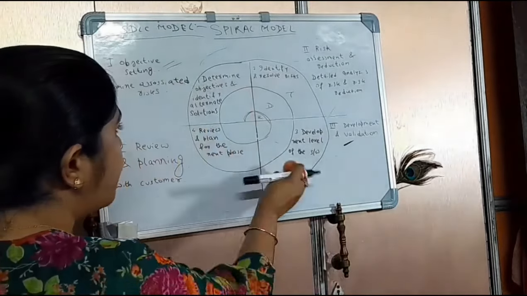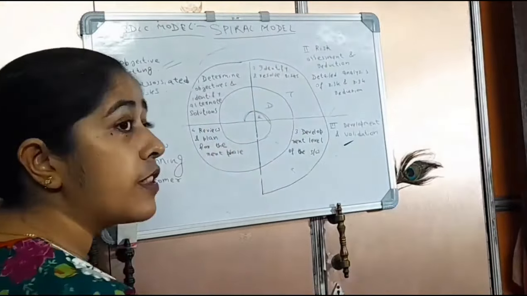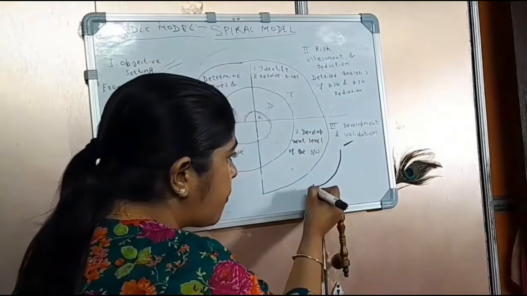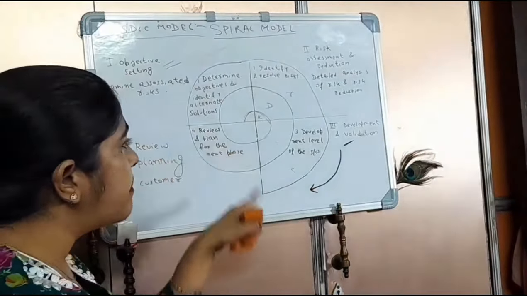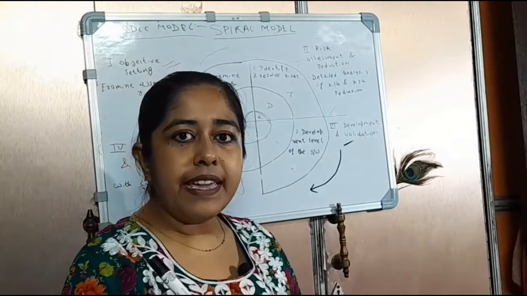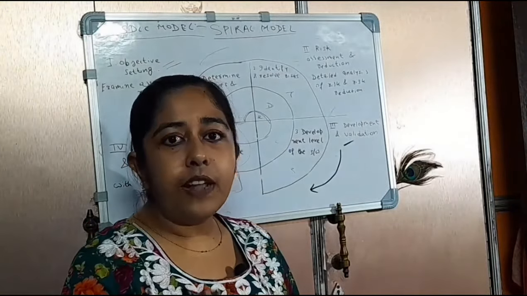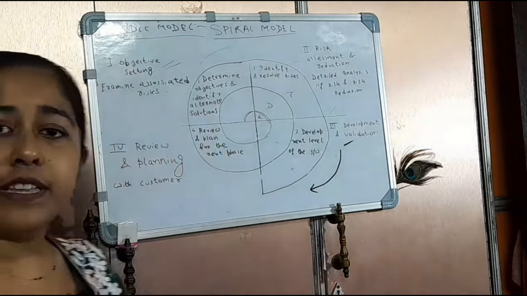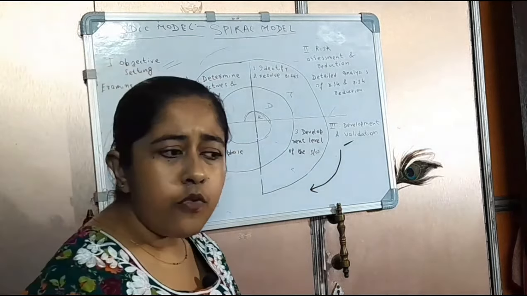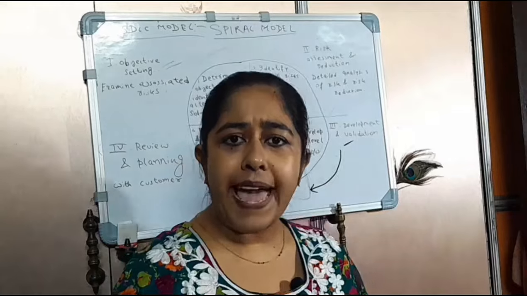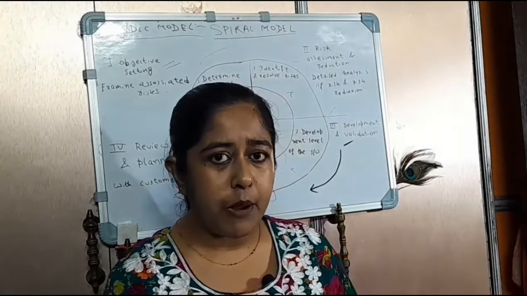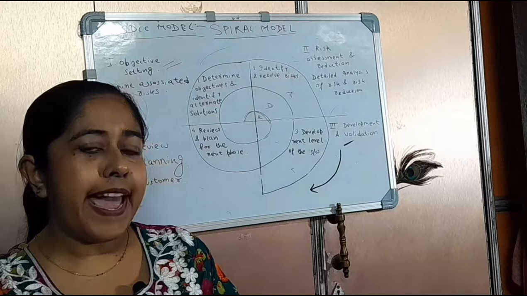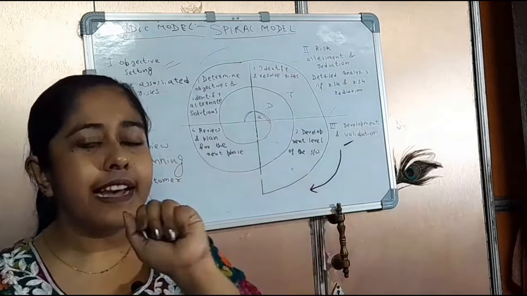Now what are we doing next? Review and plan for the next phase. Here you are going to develop the software, but what do we have to do? Review and plan for the next phase in our fourth quadrant. What do we have to do in the fourth quadrant? We are going to review and plan for the next phase. Now with whom are you going to review and plan? Not with your development team. You are going to review that plan or make the plan for the next phase with the customer.